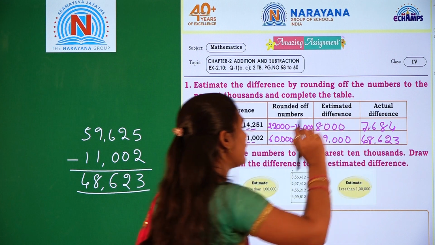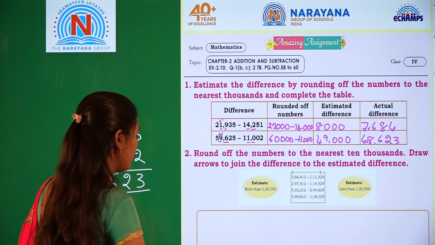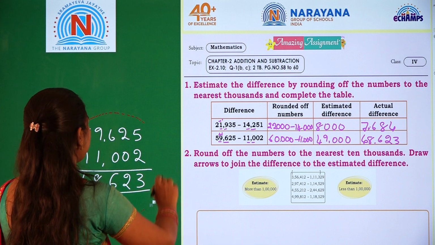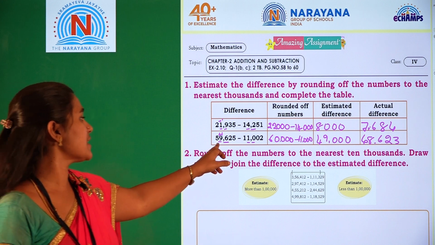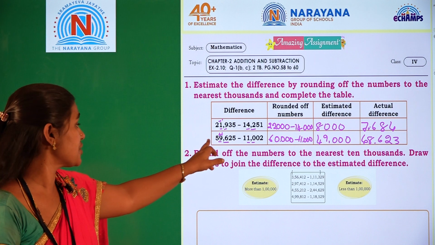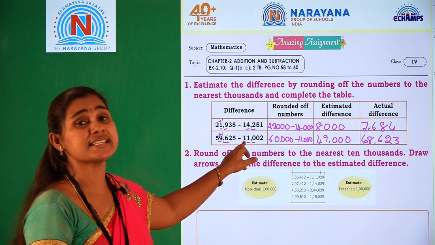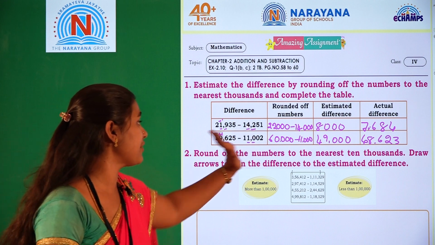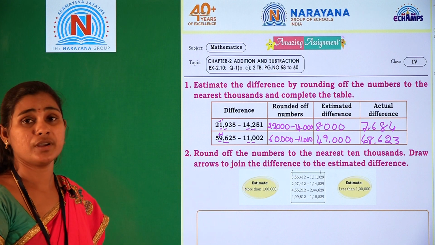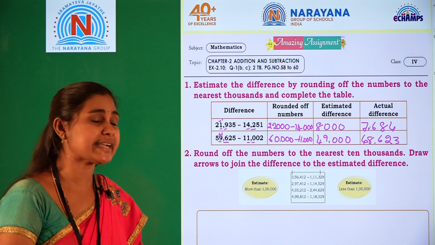48,623. Yes, I hope you understood. Look here, nearest thousands place, the thousands digit is 9, so the nearest thousand is 60,000. Here the thousands digit is 1, so the nearest thousand is 11,000. Then the estimated difference, then the actual difference. I hope you understood. Let's move on to the second question.